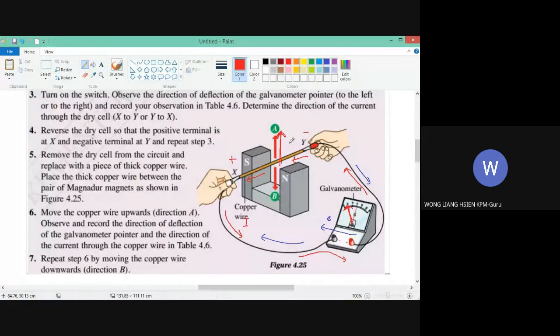Okay, and then after that, we move this conductor downward in the B direction. And then we find that the galvanometer will point in the opposite direction. So when it points in the opposite direction, that means the positive and negative are in the opposite direction already. That means this Y becomes positive, this X becomes negative. Can see or not? So now we know which direction we move can cause the EMF to be in which direction.